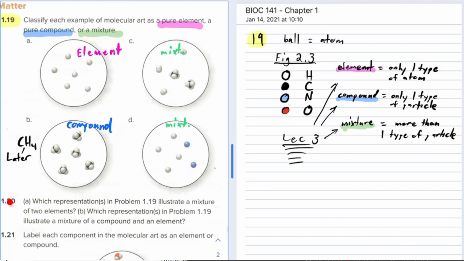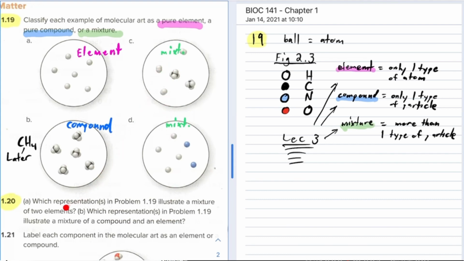Let's go to problem number 20. Let me highlight this one. Problem 20 asks which representations in problem 19 illustrate a mixture of 2 elements, and which representations in problem 19 illustrate a mixture of a compound and an element. So number 20 is asking about the 2 mixtures. Which mixture is a mixture of 2 elements, and which mixture is a compound and an element. So we need to take a closer look at C and D.